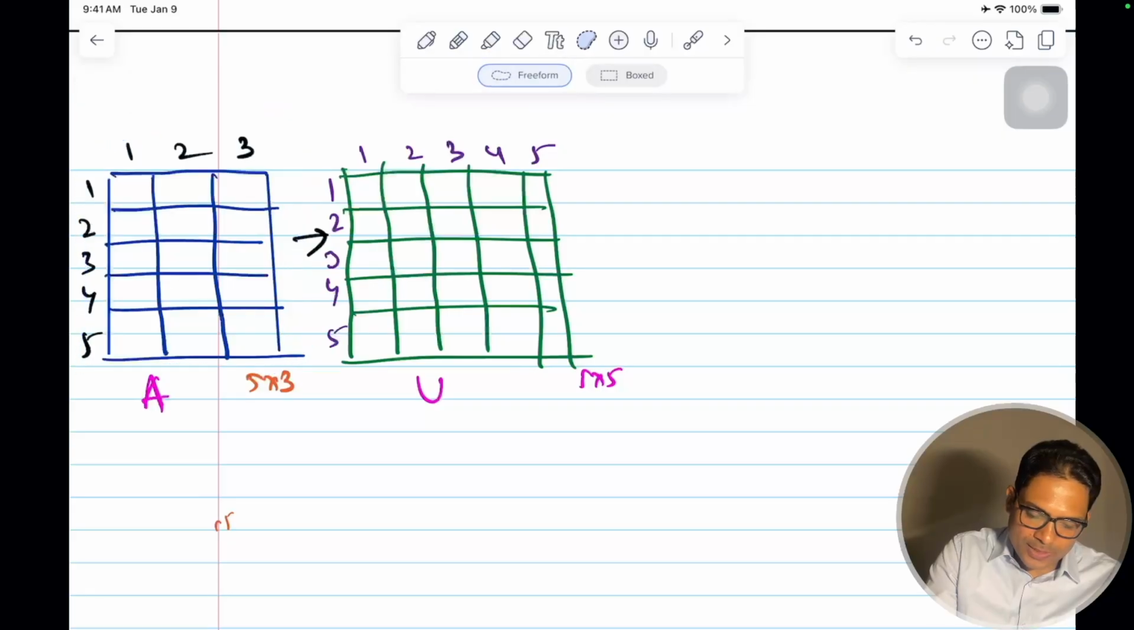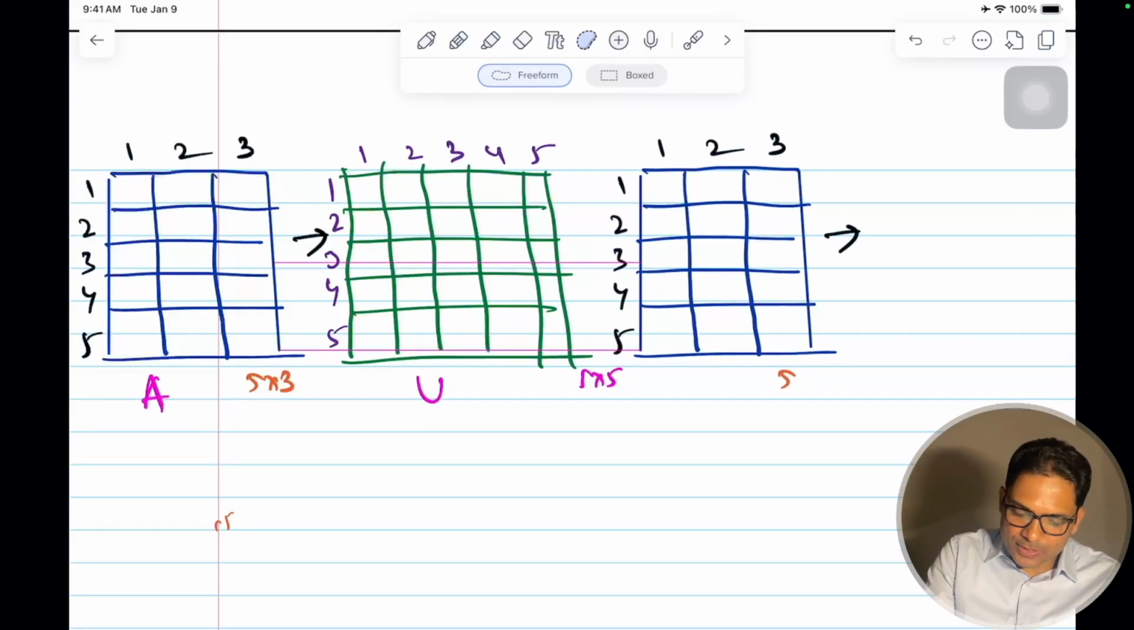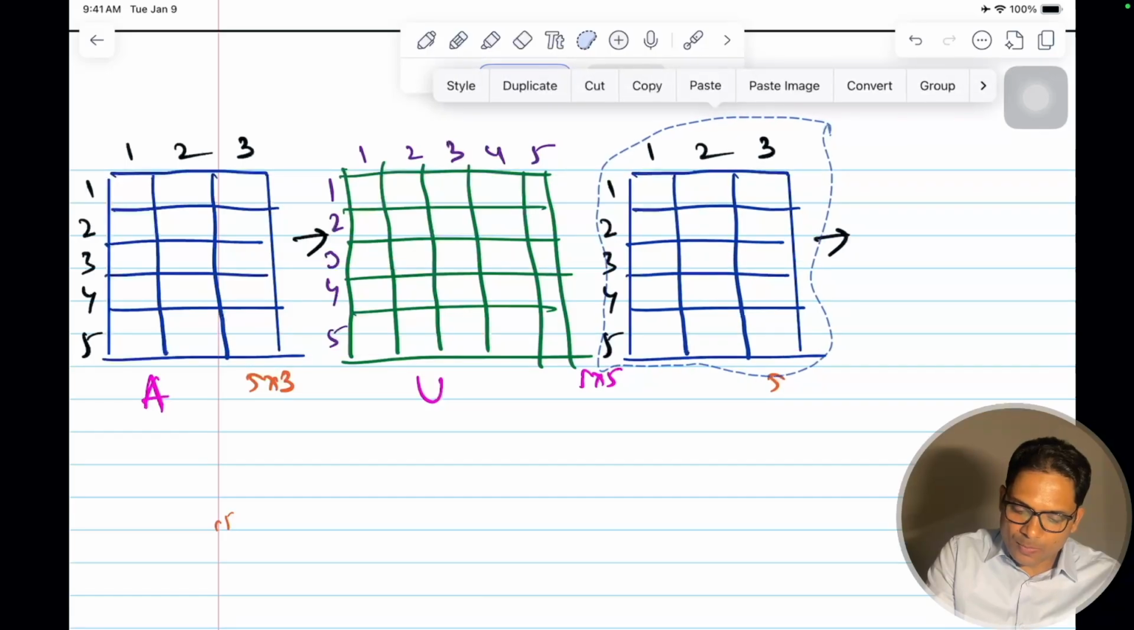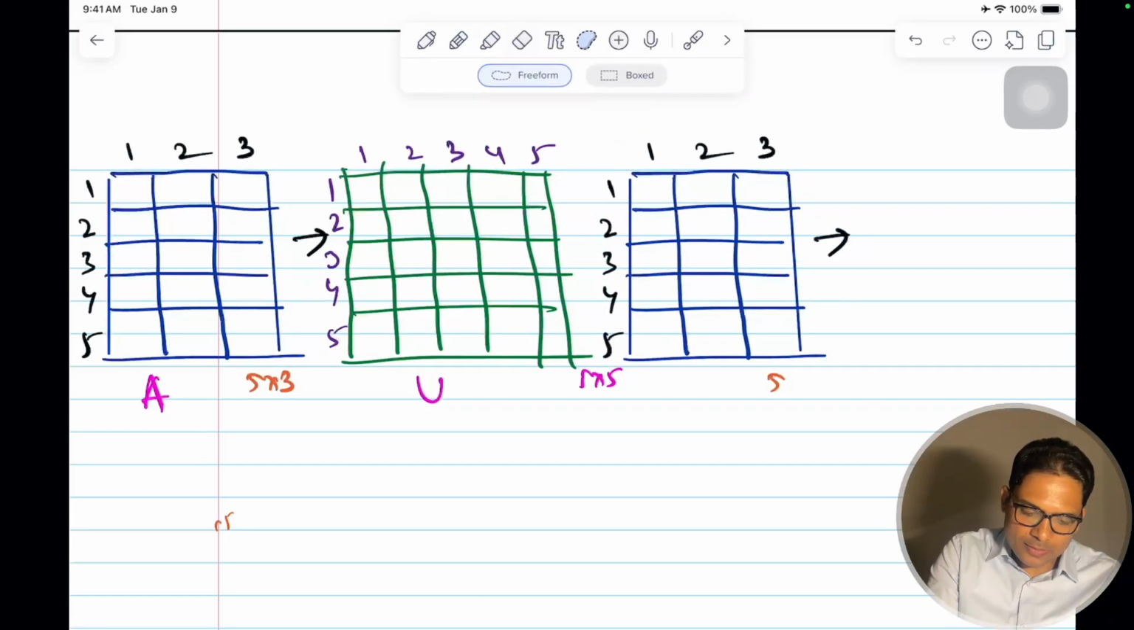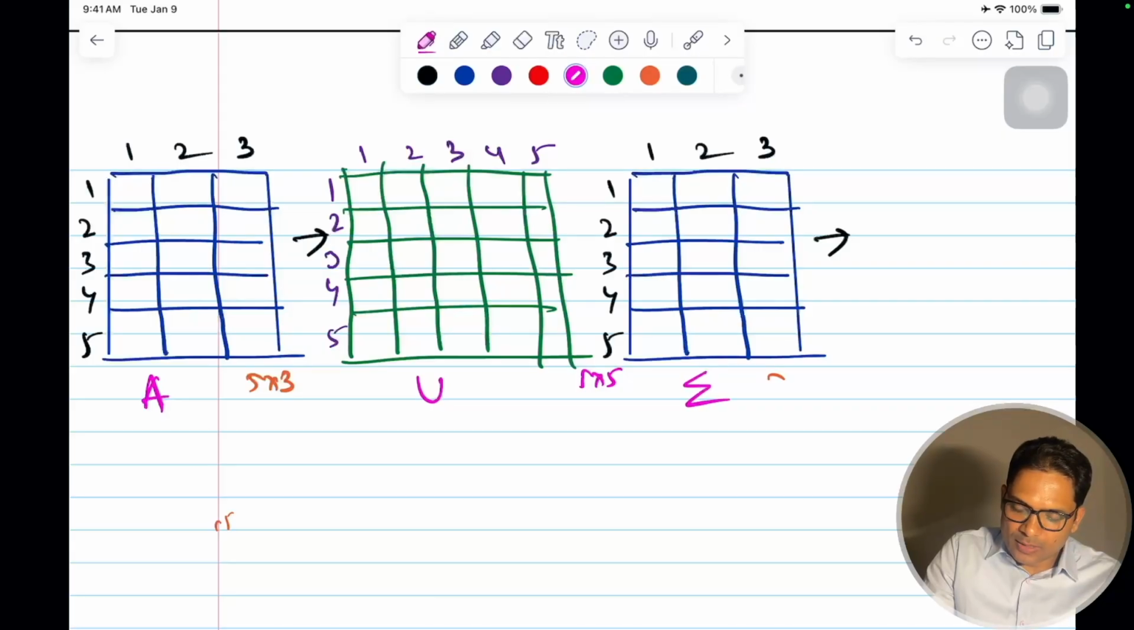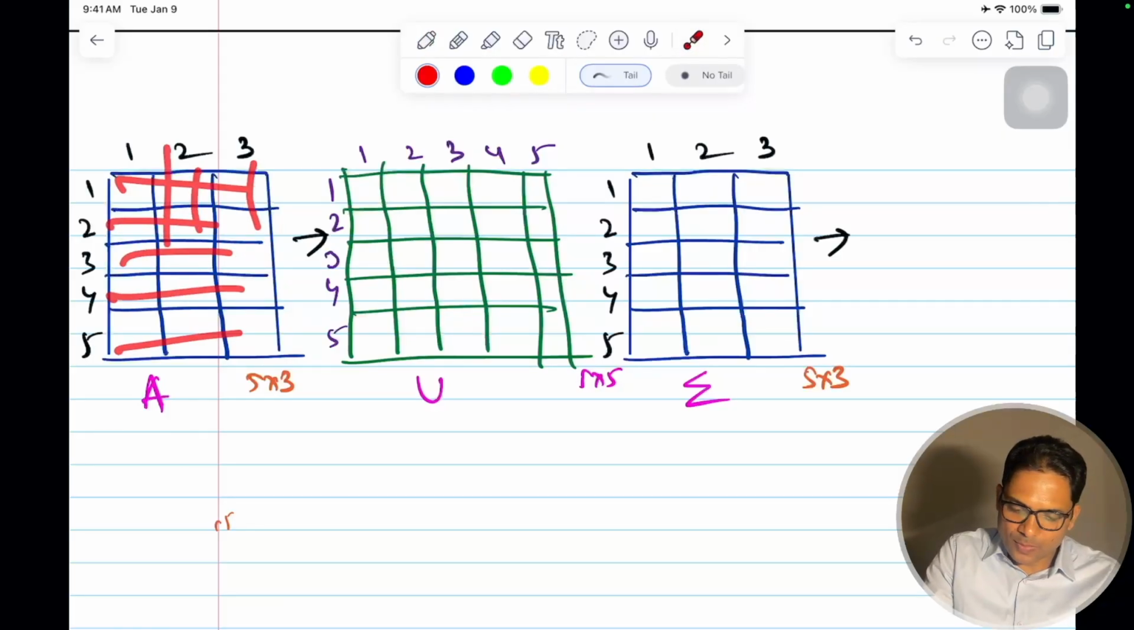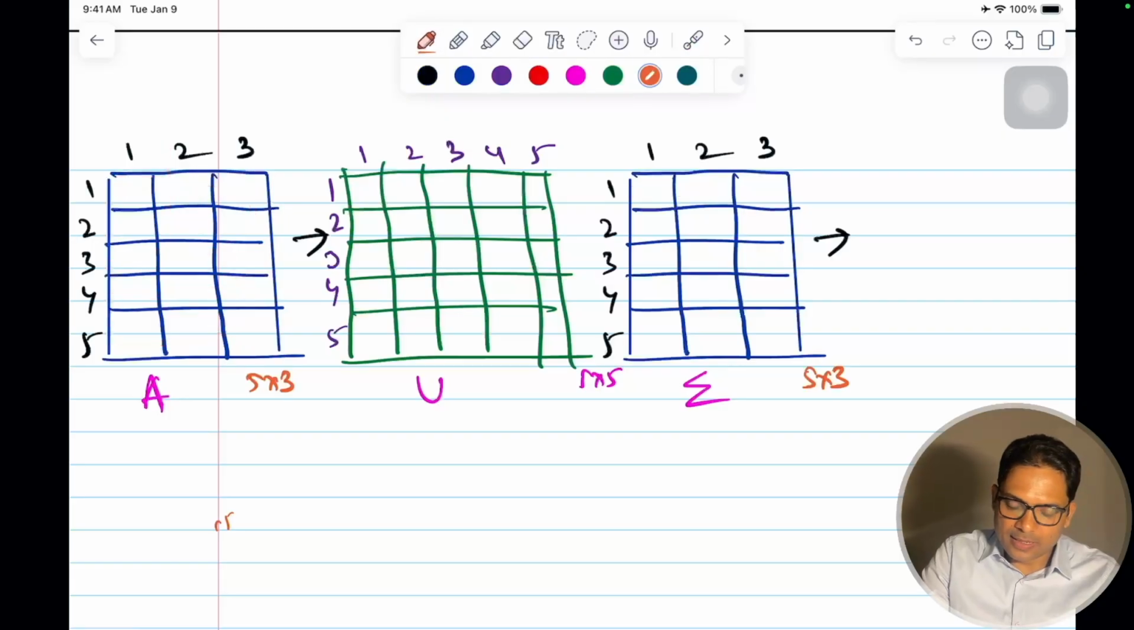So I'll just copy this and paste it here. So these dimensions will be the same. So this is your sigma, and the dimensions will be same as this, 5 cross 3: 5 rows and 3 columns. Okay, and then I'll have the last matrix.